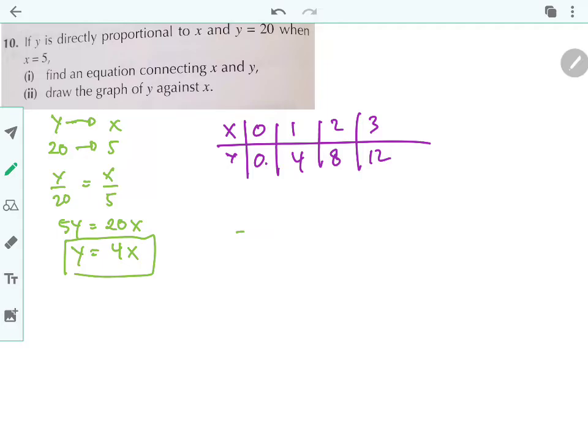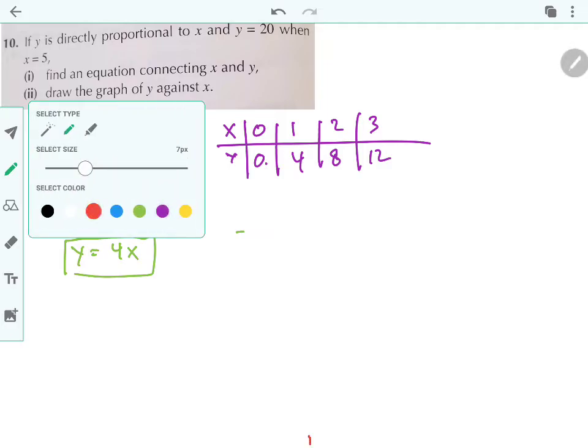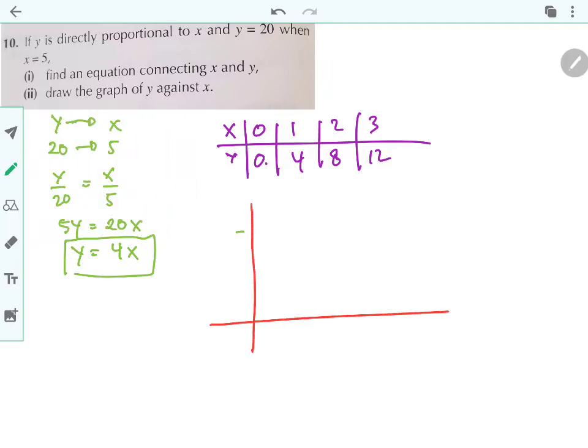Okay, so what we need to do now is use what we already learned in grade 7 about the Cartesian diagram. So, okay, use right here. By the way, in your book you need to use a ruler, but here to make it quick I'm just drawing by hand. Okay, so it's y against x. It means x is for the horizontal axis and y is for the vertical axis.